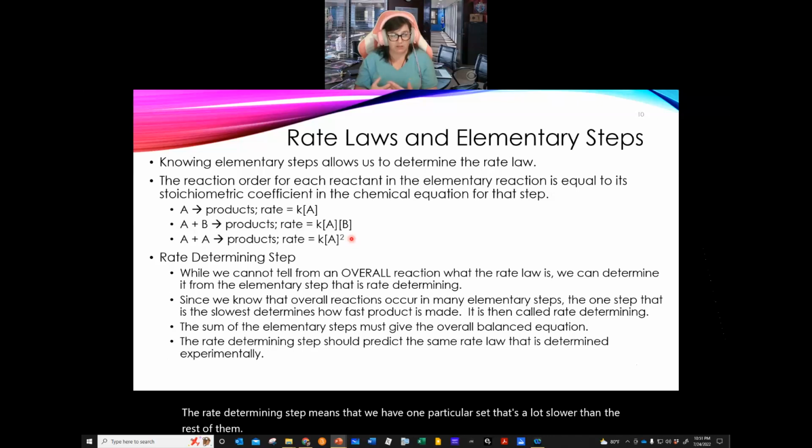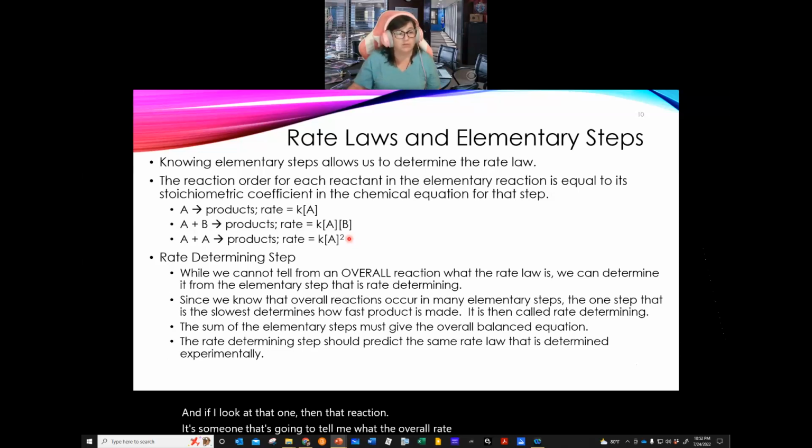And if I look at that one, then that reaction is the one that's going to tell me what the overall rate law is. So if I can use the stoichiometric coefficients for that elementary step to look at what that rate is, for the slow step, that should equal the rate that I have for the overall process.